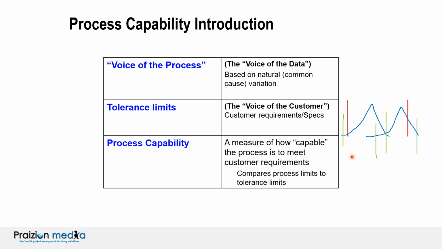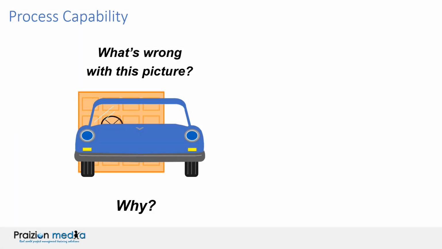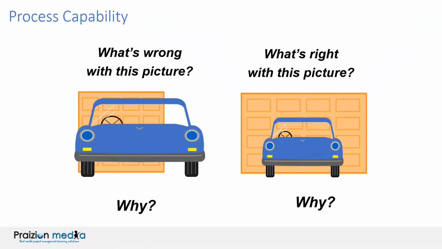You have to pay a second focus on the requirements from the customer. What is wrong in this picture? I think I talked about this example in my previous module also, but your garage door is way smaller than your car, so that is a big problem. What is right in this picture? Your garage door is big, your car is smaller.